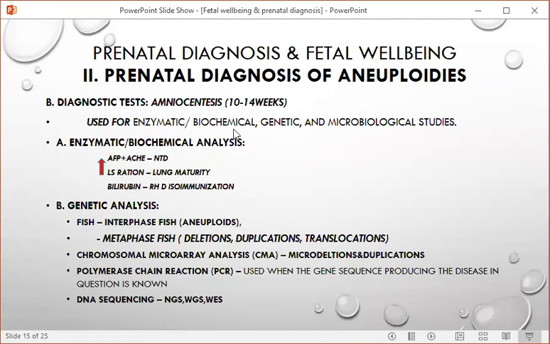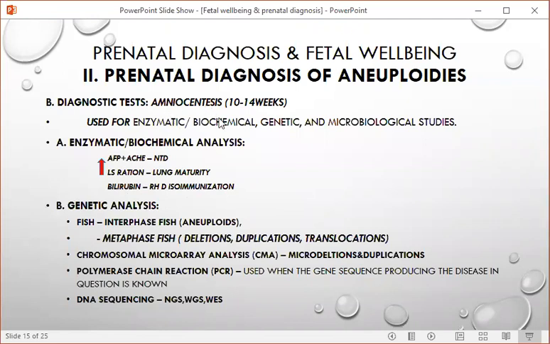And coming to amniocentesis, it is usually done around 10 to 14 weeks of gestation. Usually it is used for assessing enzymatic, biochemical, genetic, or microbiological studies. What are the enzymatic and biochemical analyses we usually do? When there is an increased alpha fetoprotein along with an increase in acetylcholinesterase, it indicates neural tube defects. And the L/S ratio is used to identify lung maturity, and sometimes increased bilirubin levels are indicative of Rh isoimmunization, which is now not routinely used.